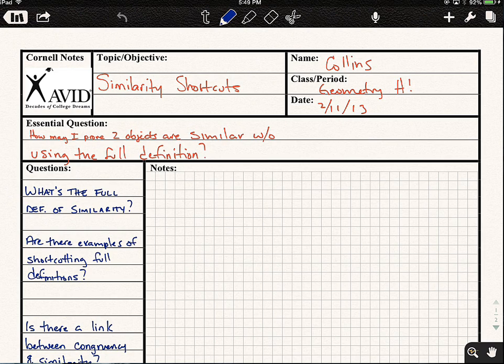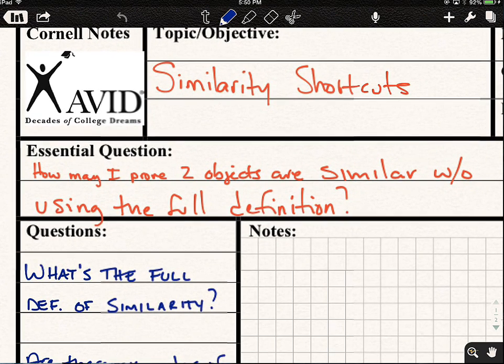The subject for today, the thing I want to talk to you guys a little bit more about, is similarity shortcuts. So the idea is I have these two objects. I'm not entirely sure they're similar. I can use a full definition, but I don't know if I really have to. So that's really the big question: how do I prove two objects are similar without using a full definition?